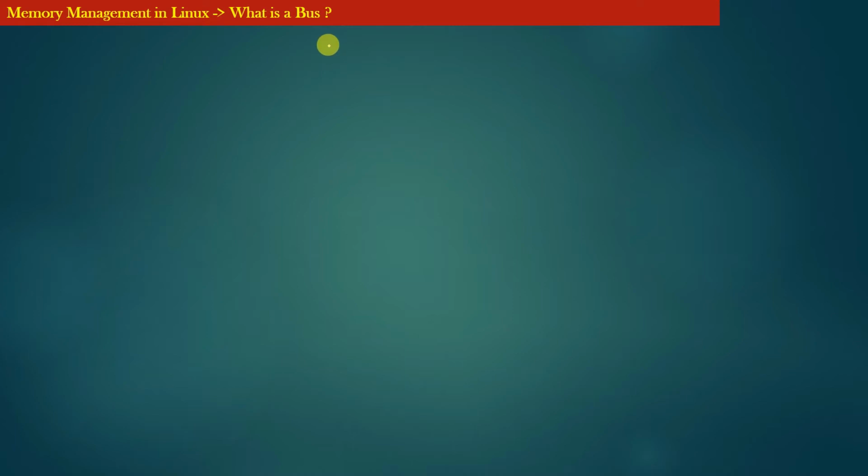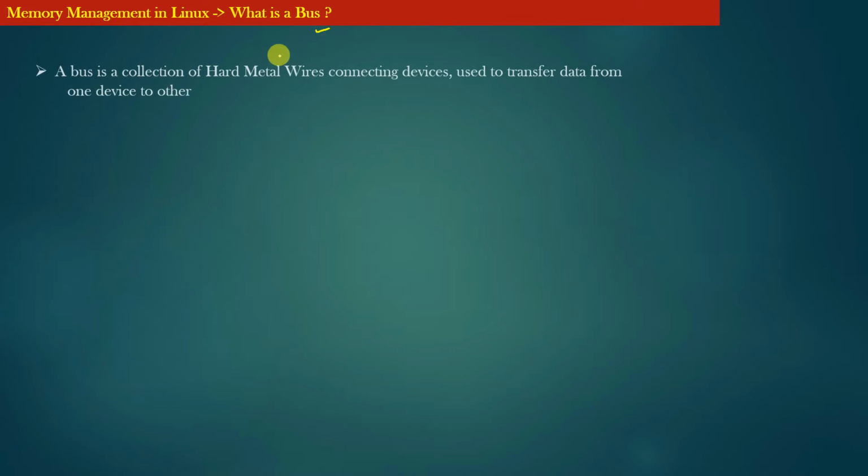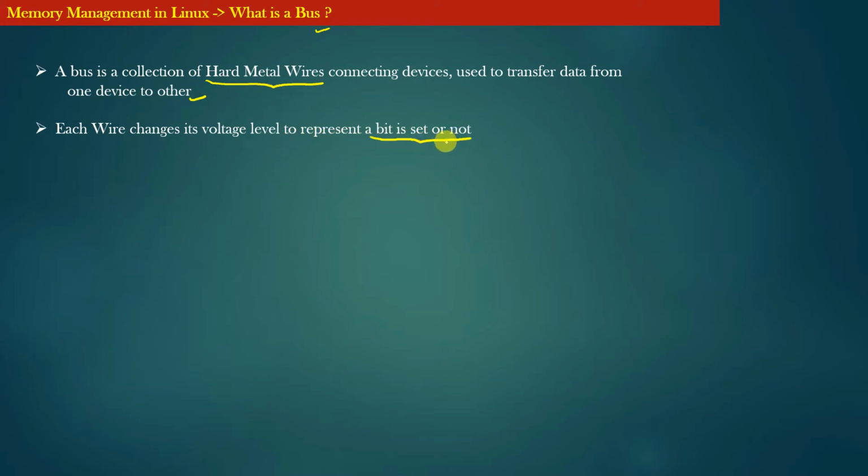So guys, next we are going to understand the concept of buses. A bus is a collection of hard metal wires connecting devices and used to transfer data from one device to the other, right? Each wire changes its voltage level to represent whether a bit is set or not.